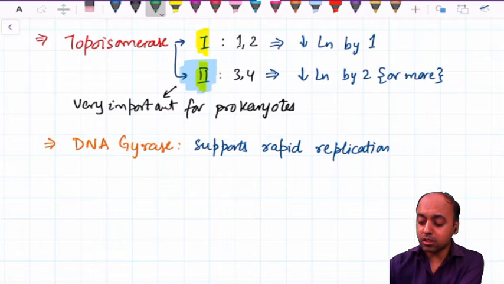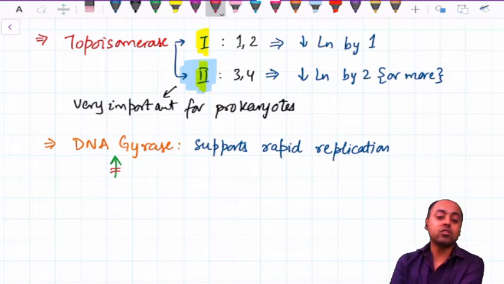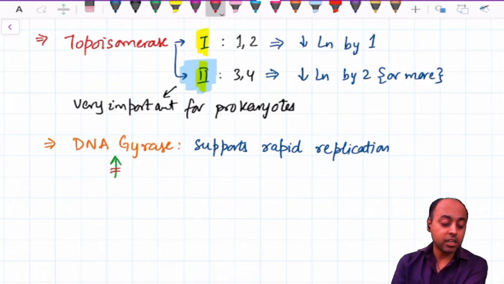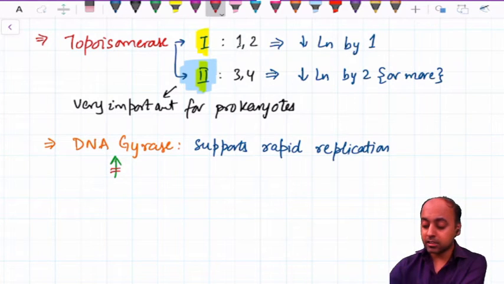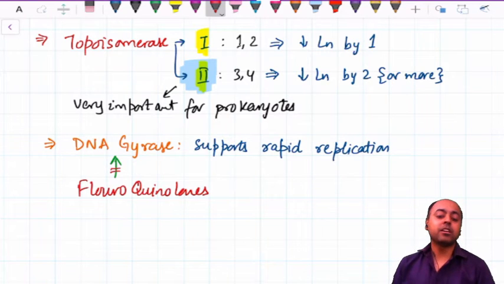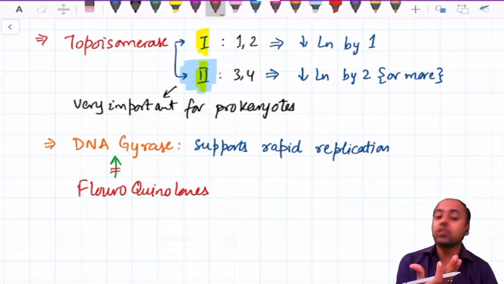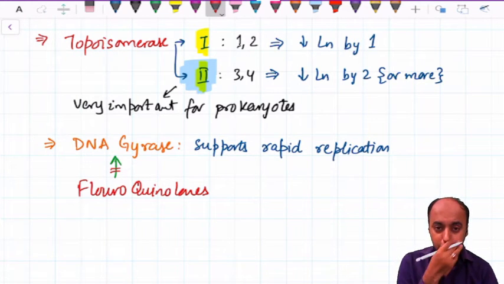But if you block this DNA gyrase in the prokaryotes, then it will become a problem. And we have a whole class of drugs which you'll read next year in your pharmacology session, which inhibits the DNA gyrase, and they are known as the fluoroquinolones. The fluoroquinolones will inhibit the class 2 topoisomerase. Therefore, the side effect profile is minimal. Why? Because they're mainly inhibiting the DNA gyrase 2, which is critical for the prokaryotes, not for the eukaryotes.